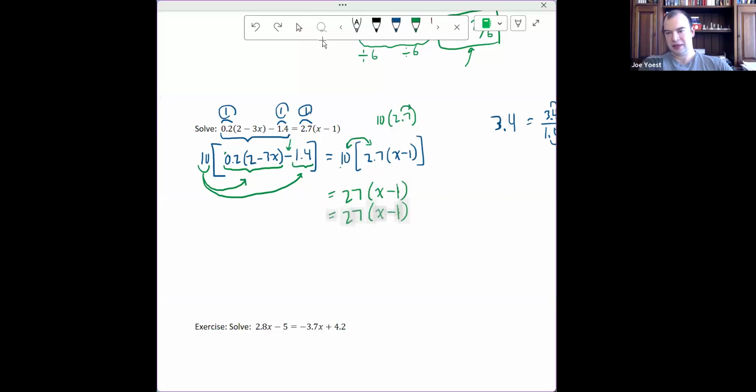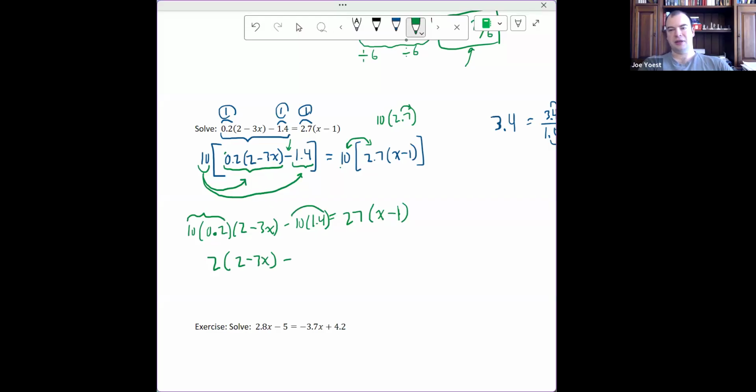Let me actually bump this down just a little bit to get out of the way of my arrows here. All right, on the left side, again, I'm going to take this slowly. I have 10 times 0.2 times 2 minus 3x minus 10 times 1.4. So just doing one step at a time. If I multiply 10 by 0.2, that gives me 2 times 2 minus 3x minus multiplying 10 by 1.4 gives me 14, bumping that decimal point 1 to the right.